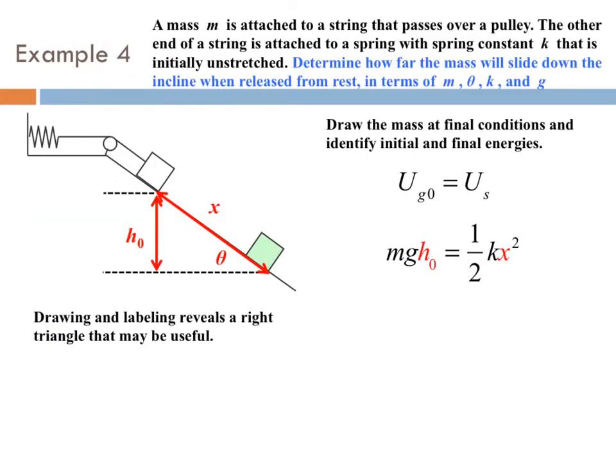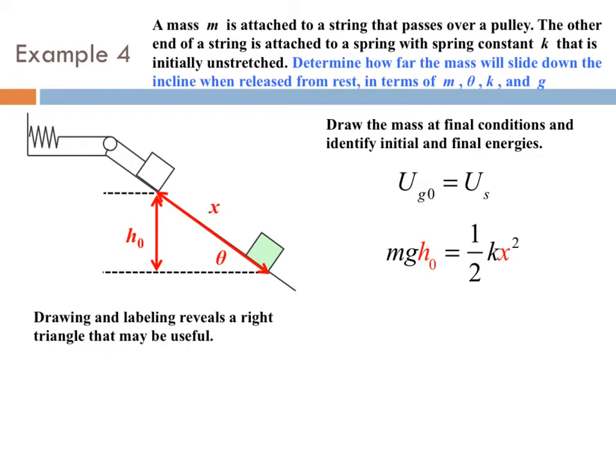So this is a very typical problem. It says a mass is attached to a spring that passes over a pulley. The other end of a string is attached to a spring with a spring constant k that is initially unstretched. Determine how far the mass will slide down the incline when released from rest in terms of m, theta, k, and g. That means our final answer will only have these variables.